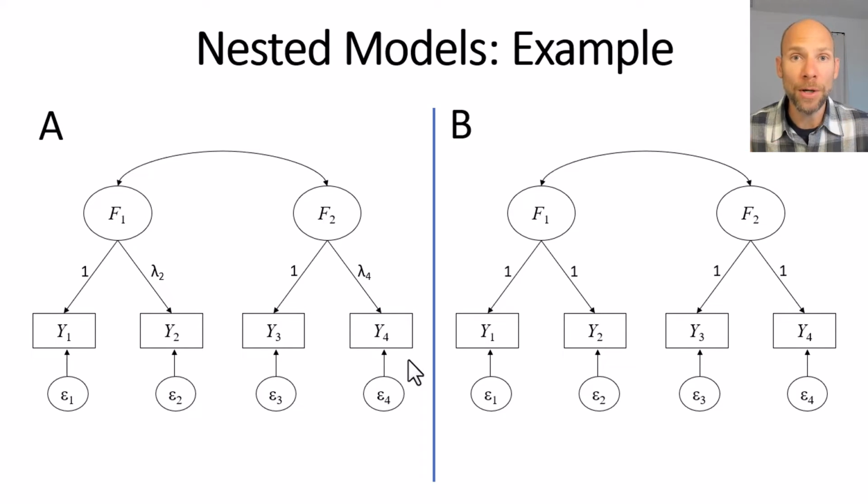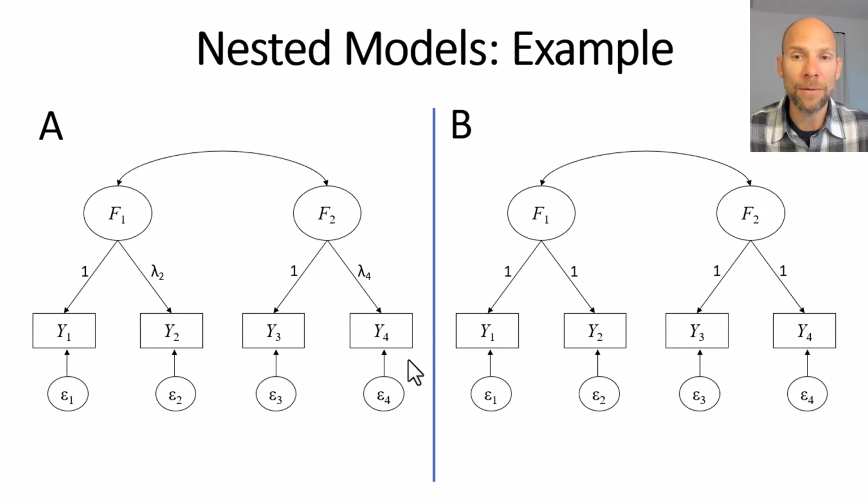It has more degrees of freedom than model A, and it is a special case of model A because it follows directly from model A by imposing those constraints on the factor loadings. That's why model B is said to be nested within model A. Model B has the exact same structure, but more constraints. Or you could say it follows directly from model A by imposing those constraints. It's a special case of model A.